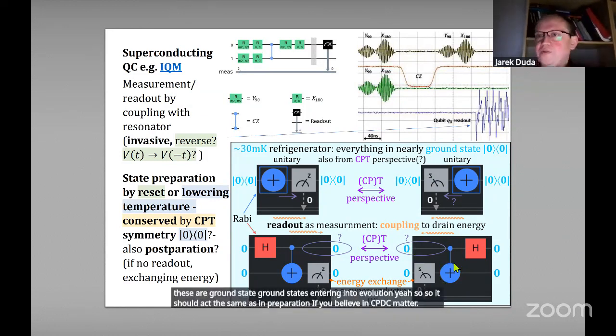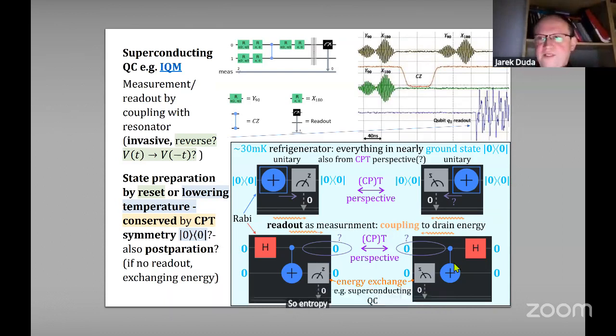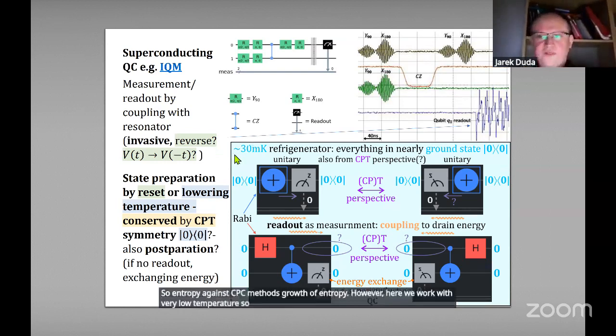Entropy goes against CPT symmetry, since there is growth of entropy. However, here we work with very low temperature, so we should be able to assume that there is no growth of entropy.